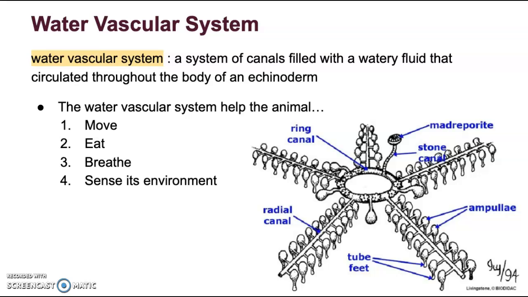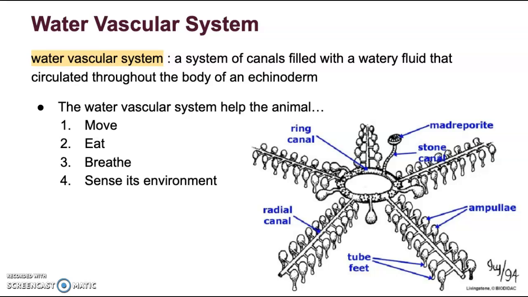The water vascular system of an echinoderm is where things really get interesting. So like we said before, this is a system of tubes, a system of canals that fill with watery fluid, and that's circulated throughout the entire body of the echinoderm. It's sort of like the circulatory system of the echinoderm. You and I have a circulatory system that the heart fuels, it pumps blood all over the body. The water vascular system in an echinoderm helps it to not only move, but also to eat and breathe and sense its environment. So this water vascular system is extremely, extremely important.